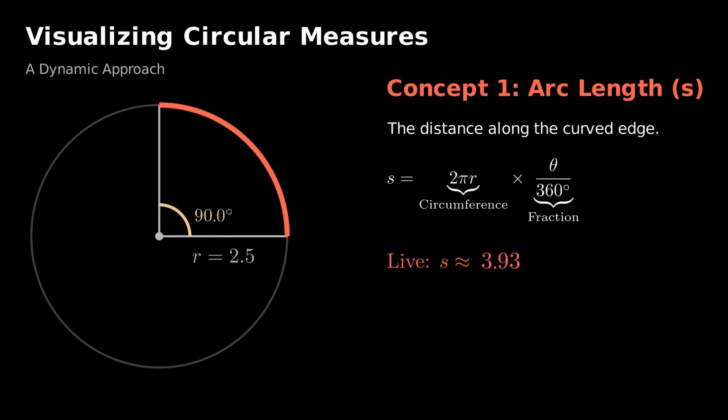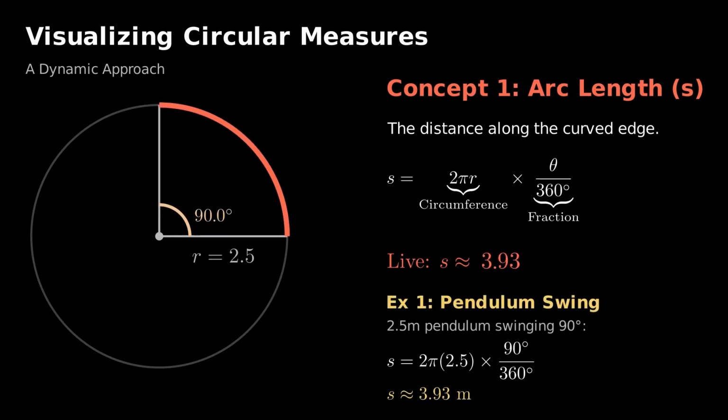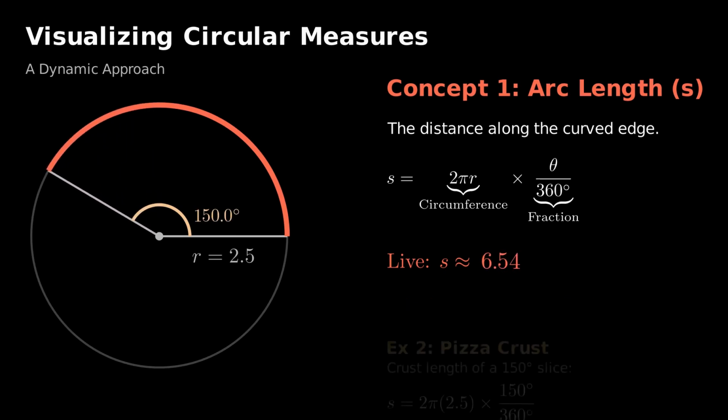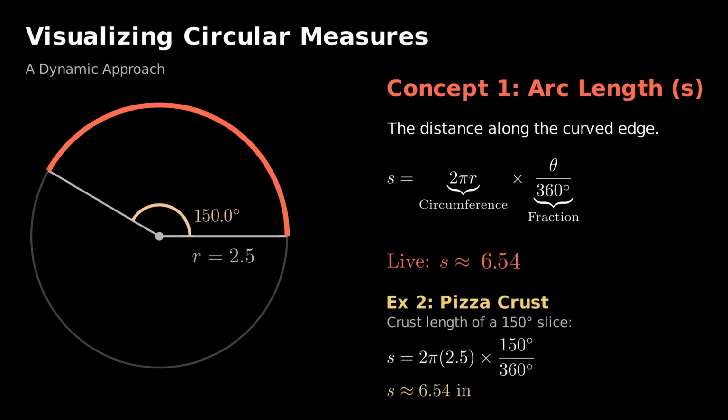For example, if a 2.5-meter pendulum swings 90 degrees, the tip travels exactly 3.93 meters. Or, if you grab a massive 150-degree pizza slice, you are eating about 6.5 inches of crust.